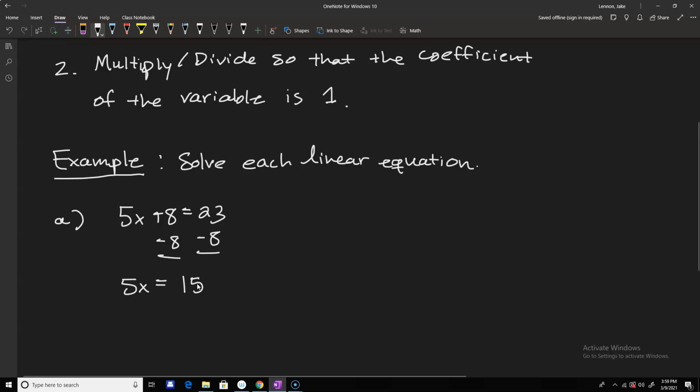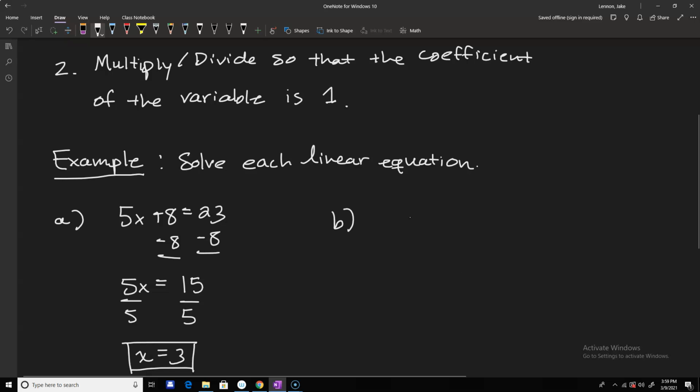Now we're on step 2. We want to just get x by itself. X is being multiplied by 5 on the left, so we're going to divide by 5. So we divide by 5, and we get our answer, x equals 3. And that's all there is to it. When they're simple with no parentheses or no fractions, they can be done very, very quickly. Let's look at another one of these.